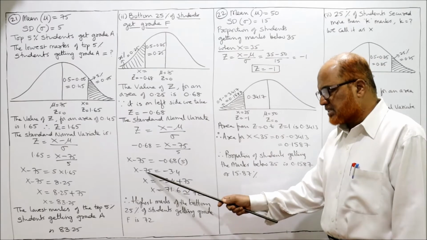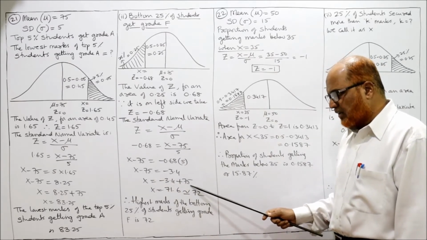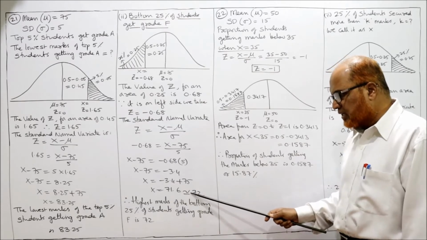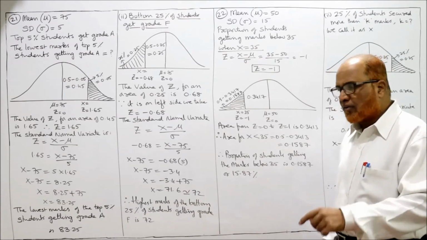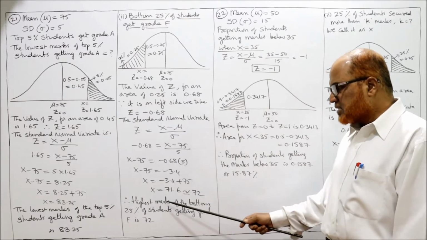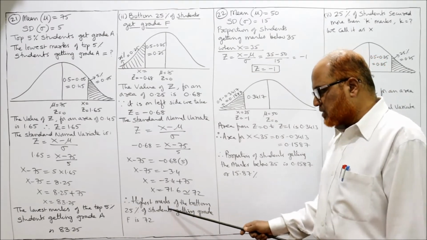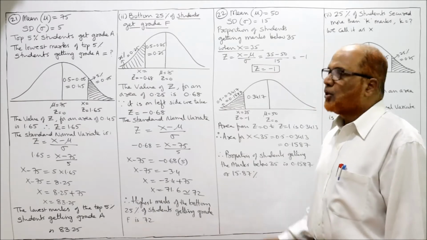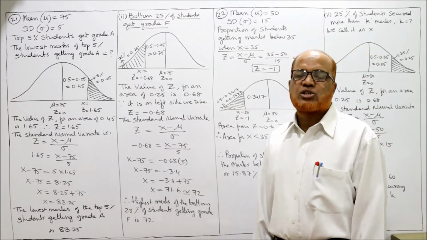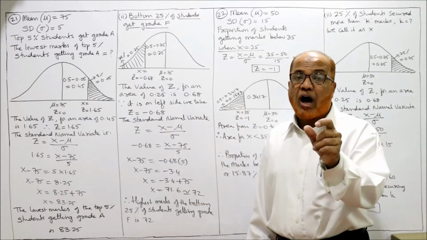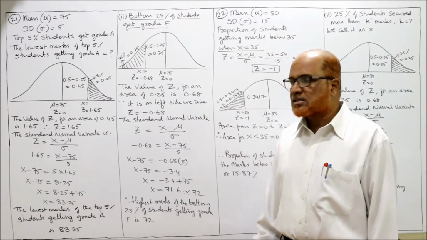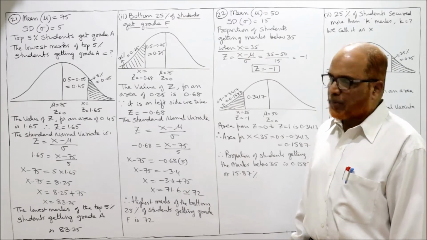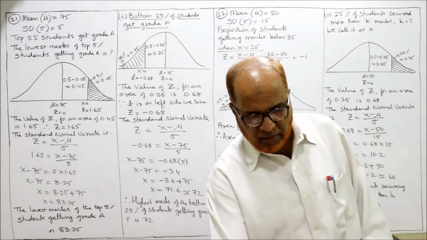So this is the LHS. Bring it to the RHS as plus 75. So x is equal to 71.6, equivalent to 72. We can round it off to 72. The highest mark of the bottom 25% of students getting grade F is 72. So for the bottom 25% of students who got grade F, the highest mark is 72. That's it. This is problem number 21.